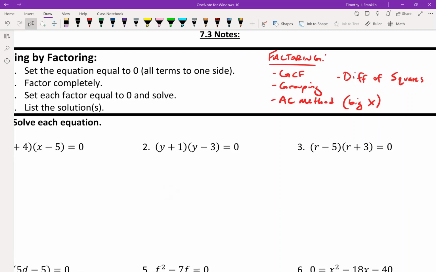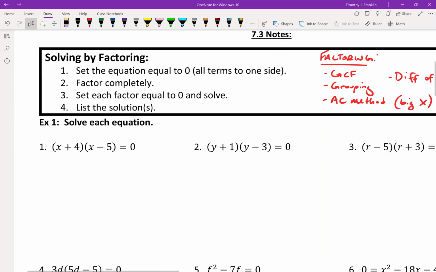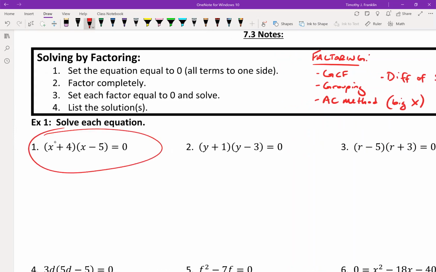And so we set the equation equal to 0, factor completely, so we get our factors of the polynomial, and then we set each factor equal to 0 and solve. Because if the equation equals 0, and you can look at this first one as an example, we have these two things multiplied together and they equal 0. So that means at least one of them needs to be equal to 0. And so we find the numbers that make either one of those factors equal to 0 and solve. And then we can just list out the solutions.